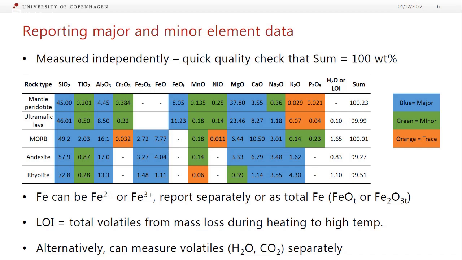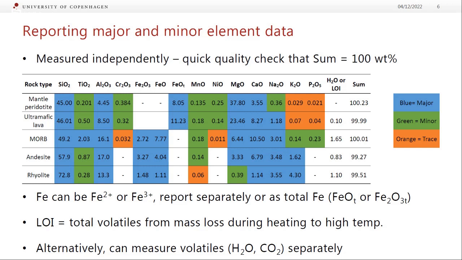The other thing to notice is that iron has multiple valence states, so we have different oxidation states. We can have it as iron 2+ or iron 3+. Iron 2+ is usually reported as FeO, and iron 3+ as Fe2O3, and this is because oxygen is 2-, so you need more oxygen to balance out the pluses in Fe3+. Sometimes these are reported separately, but that means you have to measure them separately.